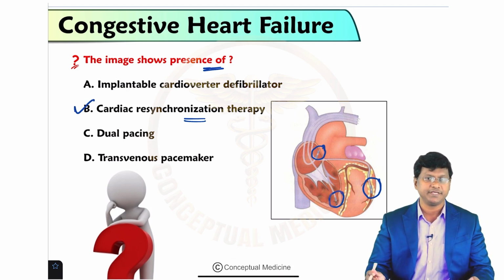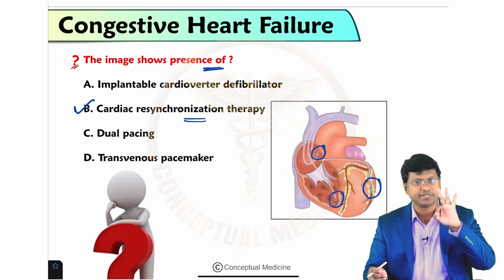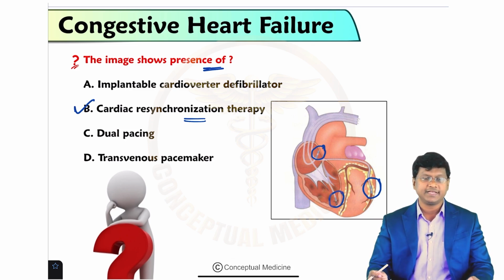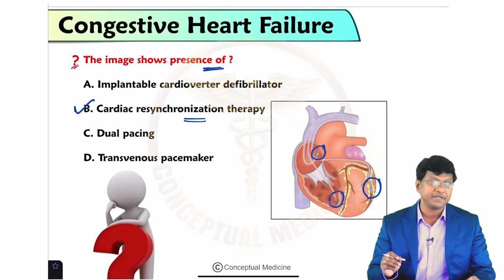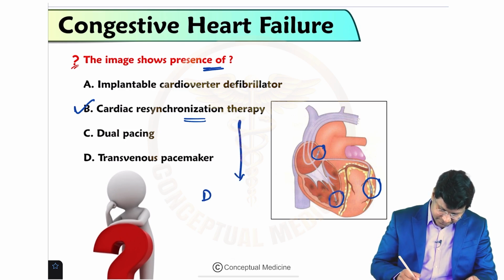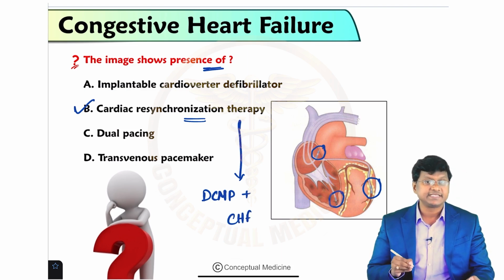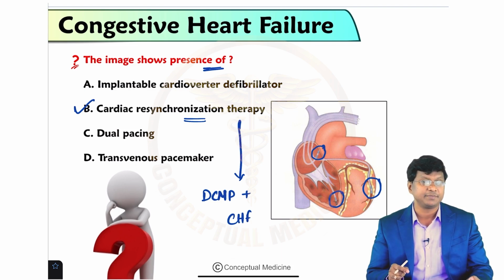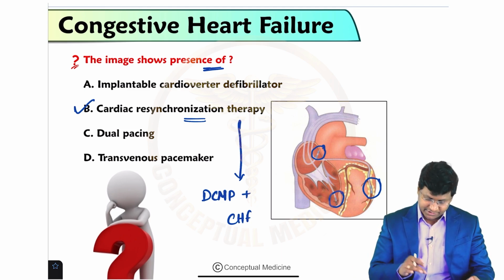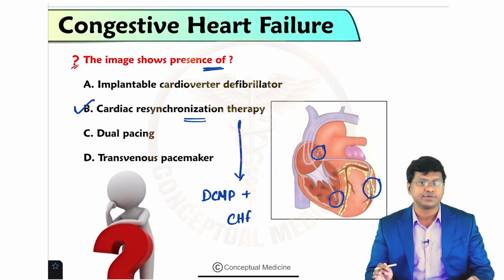cardiac resynchronization therapy. See, in cardiac resynchronization therapy, you have the presence of three leads. One is in the right atrium, the other is in the right ventricular apex, the third is in the lateral wall of the left ventricle. And this strategy is useful for patients with dilated cardiomyopathy and congestive heart failure where the right and left ventricles do not contract simultaneously but there is asynchronous contraction. In them we use this CRT, cardiac resynchronization therapy.